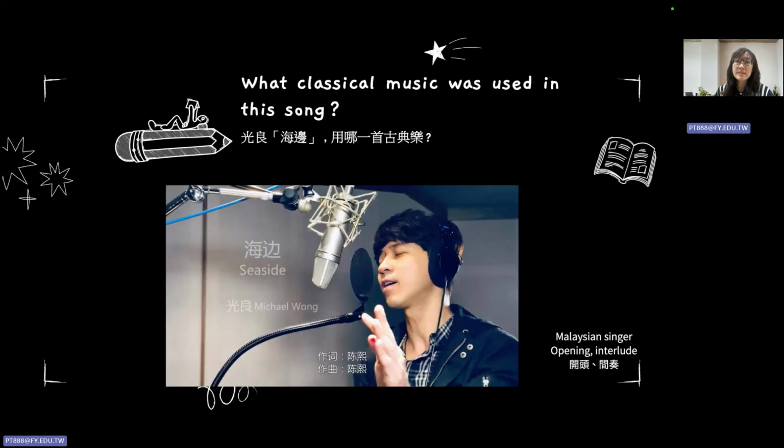So to begin with, I'm going to show you this music. So what classical music was used in this piece? So this pop song is 光良的海边. So you could pay attention to the opening and also the interlude. You will find out there's a certain classical music being used in this piece.